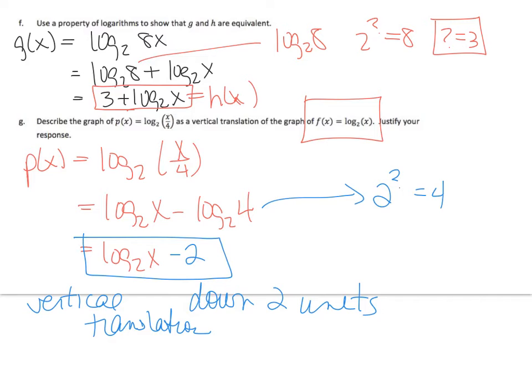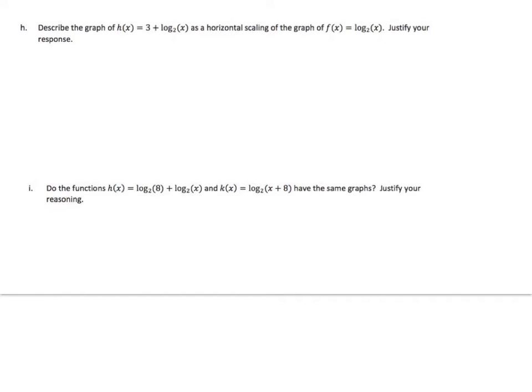Okay, we're going to keep on messing with logarithms, right? Describe the graph of h of x equals 3 plus log base 2 of x as the horizontal scaling. Okay, how does that work? It's a horizontal scaling. h of x equals 3 plus log base 2 of x.